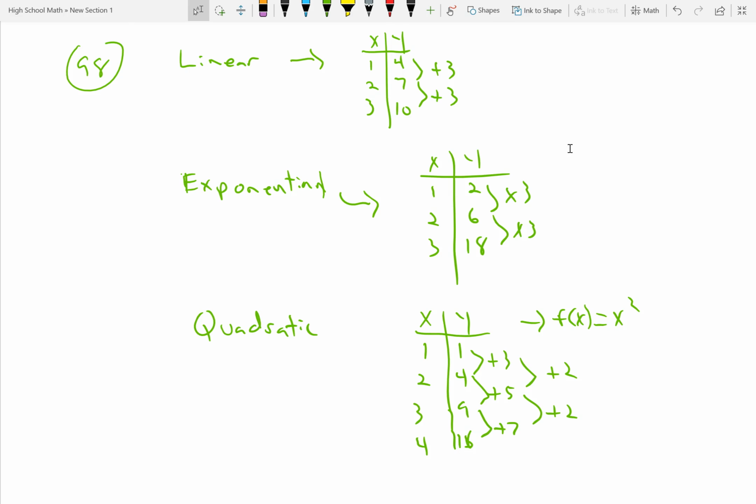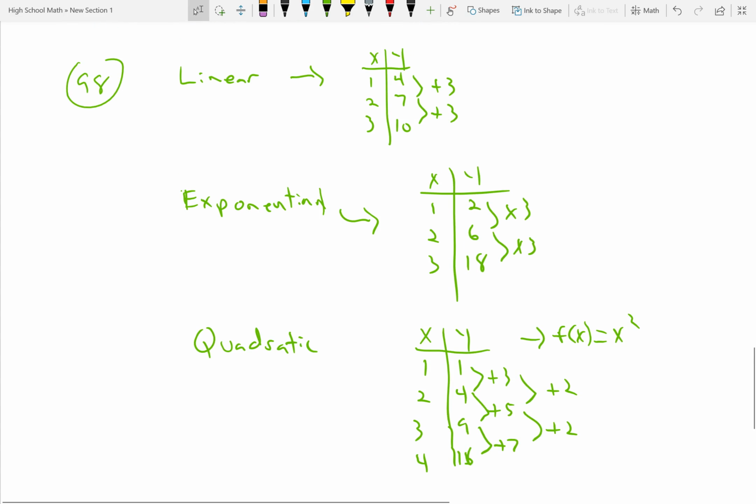So hopefully that leads you to look at number 98. Does it demonstrate this sort of pattern? Each time the x increases by 1, the y increases by some constant.